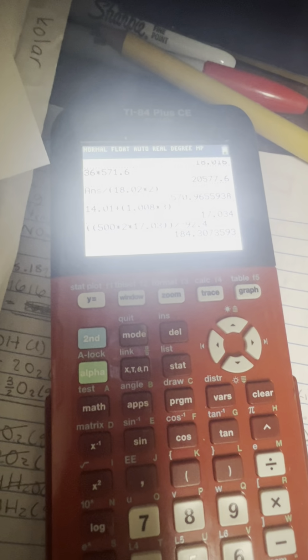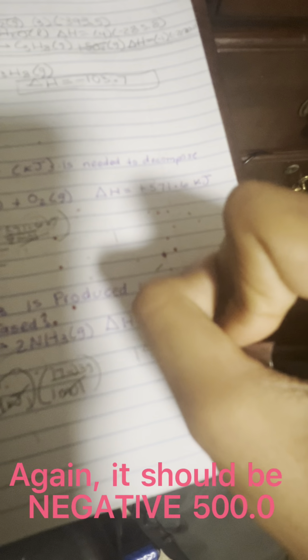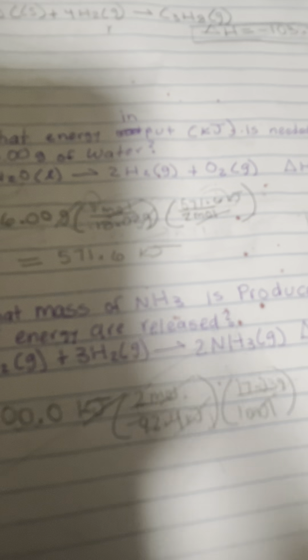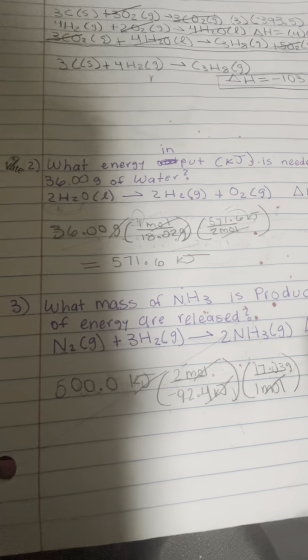But then we have to think, mass can't be negative here, so it would just be positive. So then the answer would just be 184. Sorry, my lead keeps breaking there. 184 grams. And then we can see here that the least amount of sig figs here are 3 sig figs, which is why we just round to 184 grams. Okay, perfect.